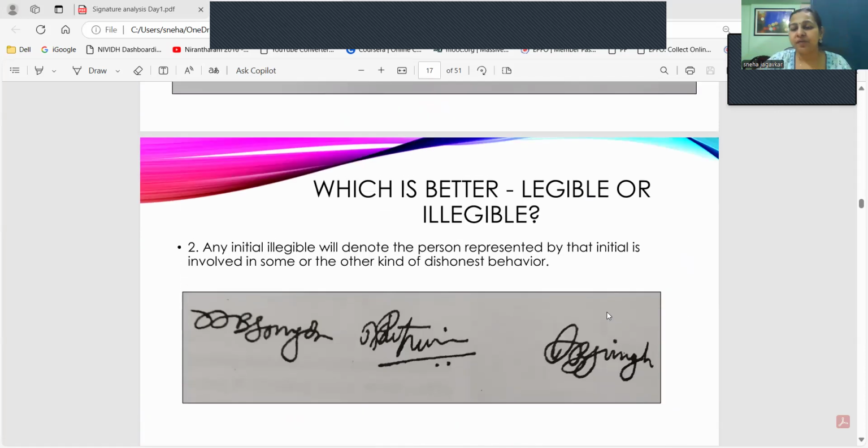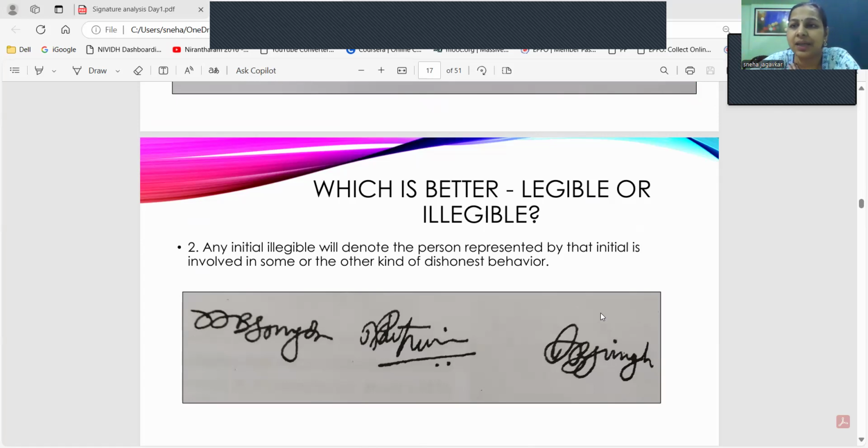So whenever you feel that the signature is completely illegible or partially illegible, straight away ask your client, can you let me know which alphabet is what? When they decode those alphabets or those words, you will understand what that signature is, and you will be able to give a better analysis, right?